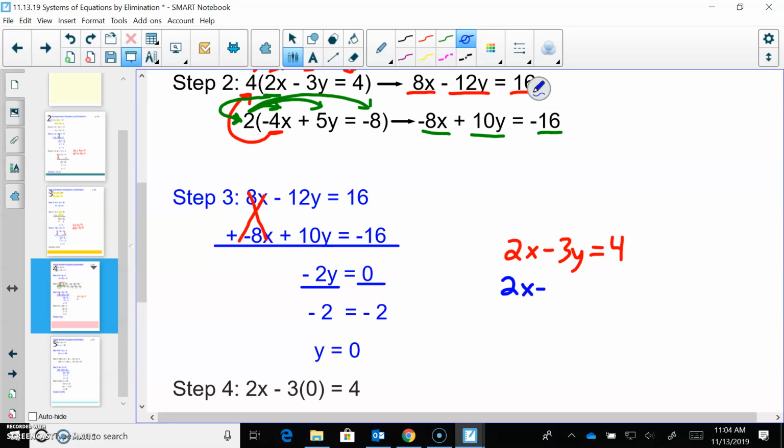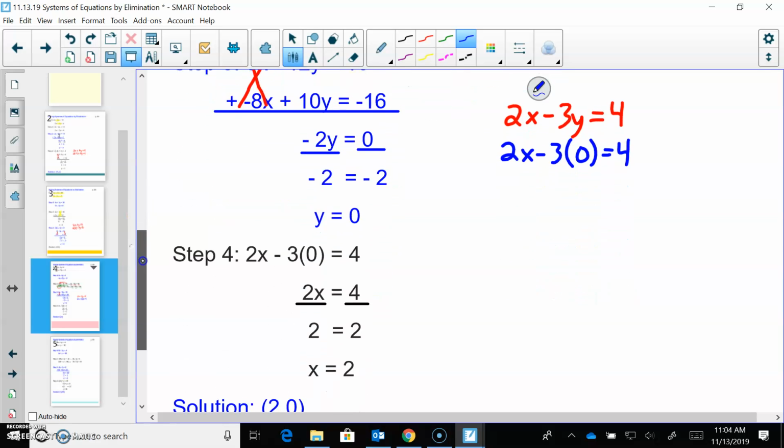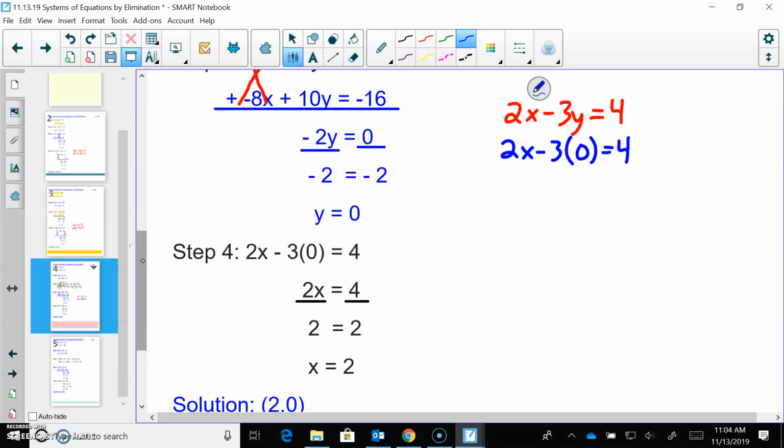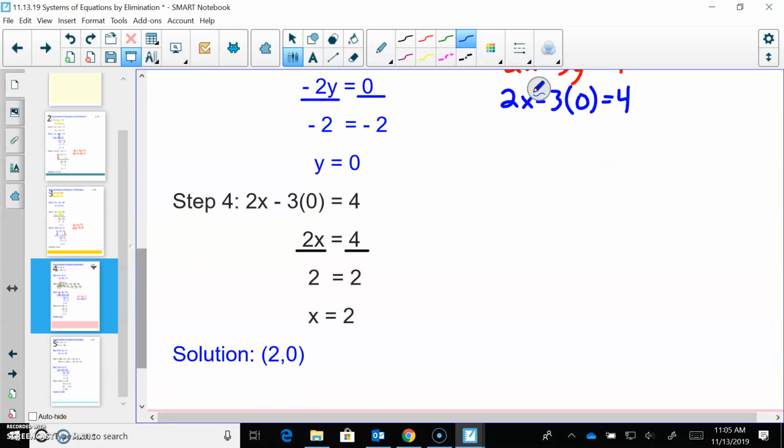So this is 2x minus 3y, and now y is 0, equals 4. Well, we know anything times 0 is just 0, so that's why I brought down, as you can tell in step 4, just the 2x and the equals 4. From there, all I have to do is divide by 2 on both sides to end up giving me x equals 2. So now I know x equals 2 and y equals 0. All I have to do is write it as an ordered pair, (2, 0). So that's example 3.